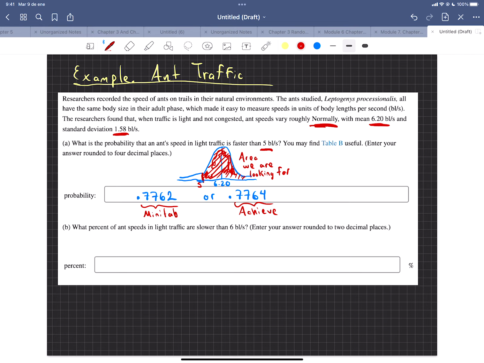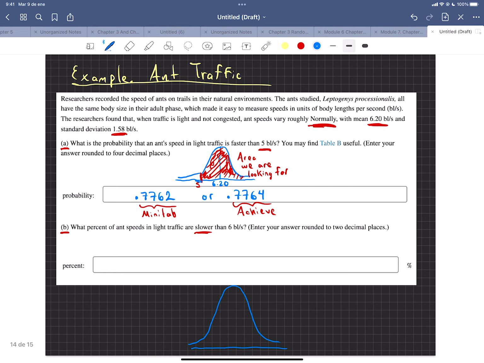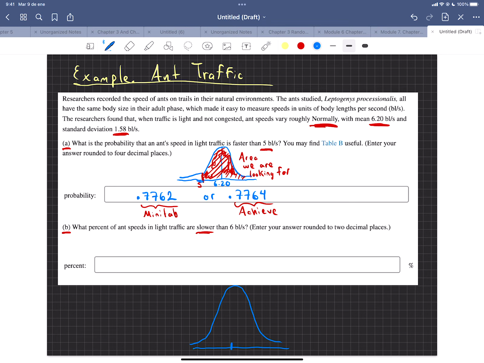Now, part B. What percent of end speeds in light traffic are slower than 6 lengths per second? So we have to do the same, but now notice it says slower. So for this, I'm going to do the sketch again. Draw a normal curve. In the middle, we have the mean, that is 6.20.